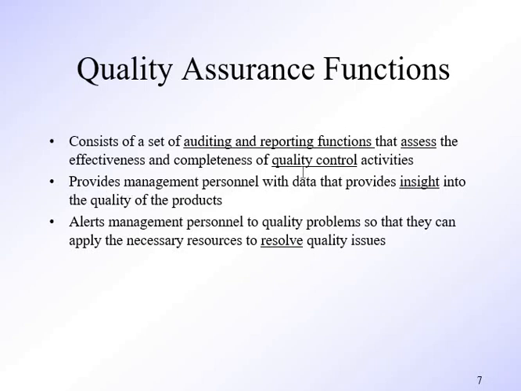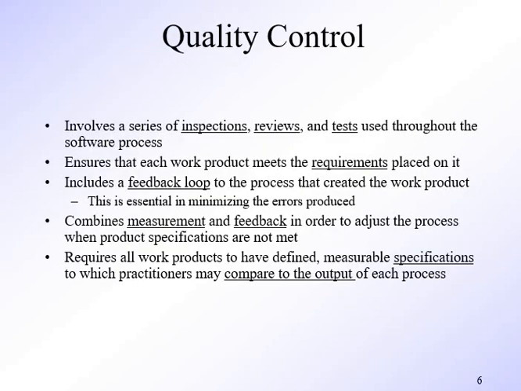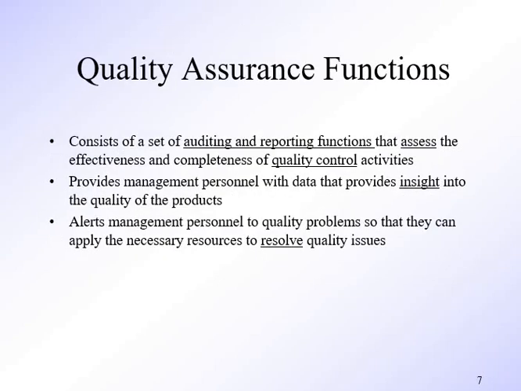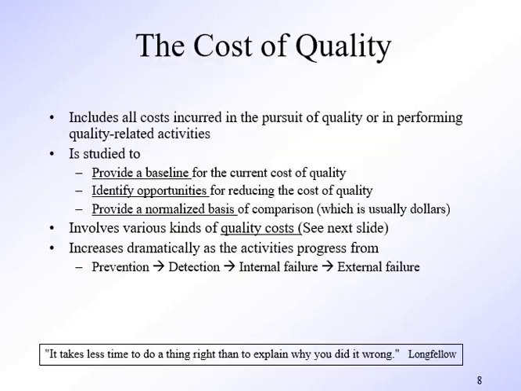It provides management personnel with the data that gives an insight into the quality of the products. So quality control is nothing but a series of inspections, reviews, and tests used throughout the software process. While in the case of assurance, we can say it consists of the set of auditing and reporting functions that assesses the effectiveness and the completeness of the quality control activities.